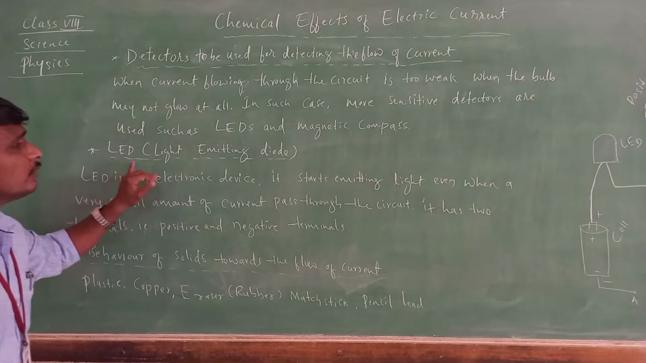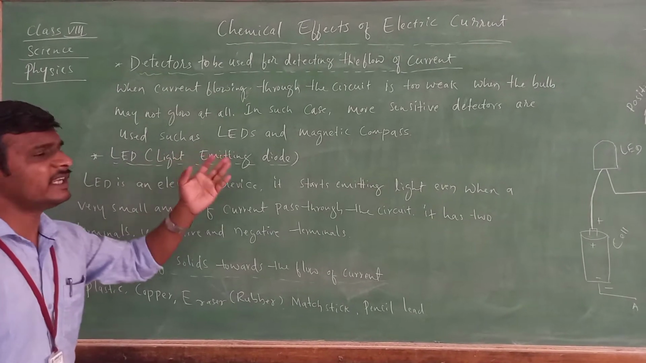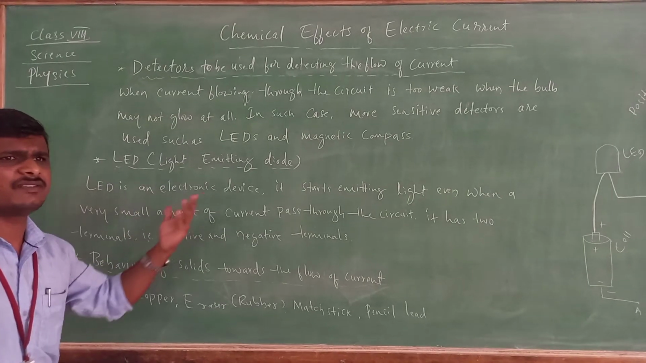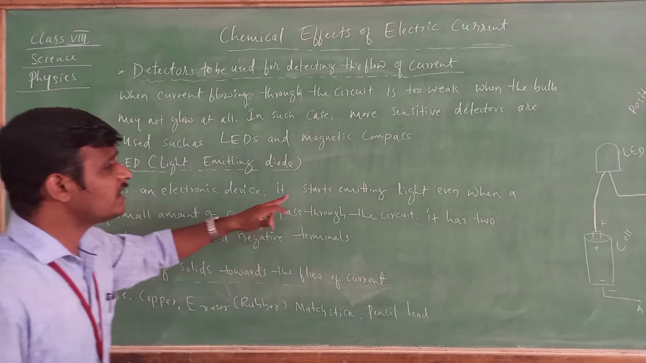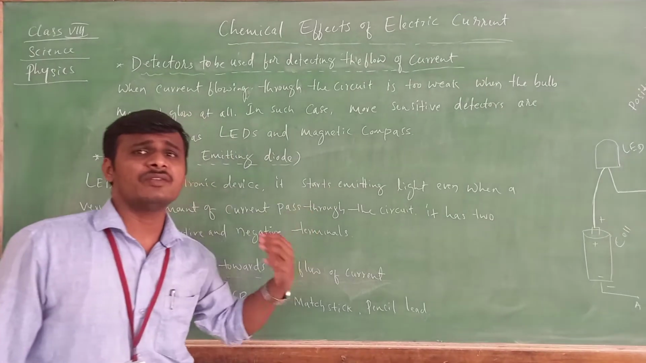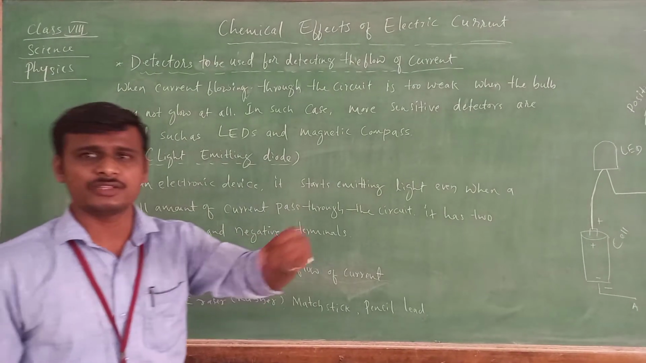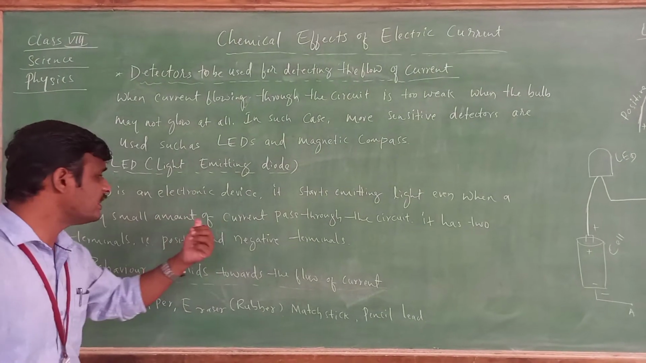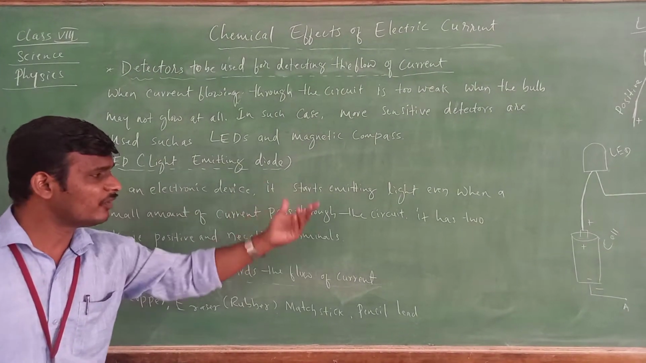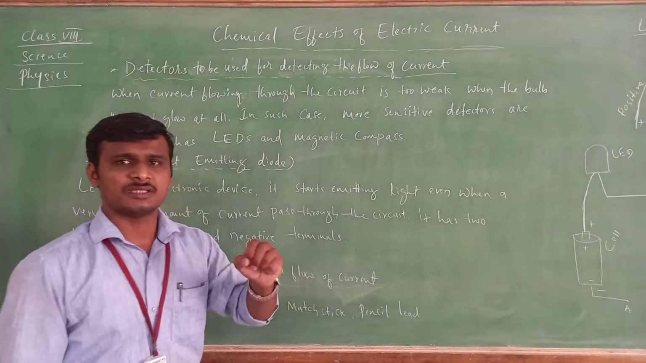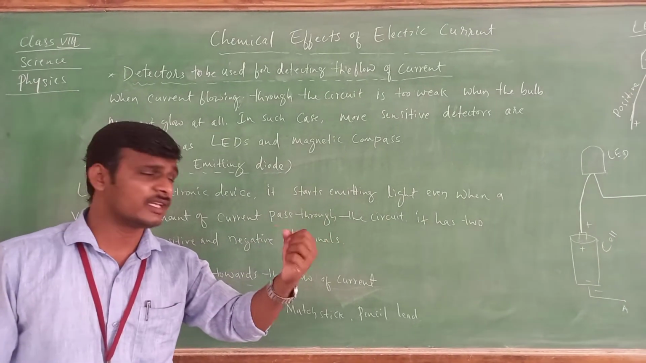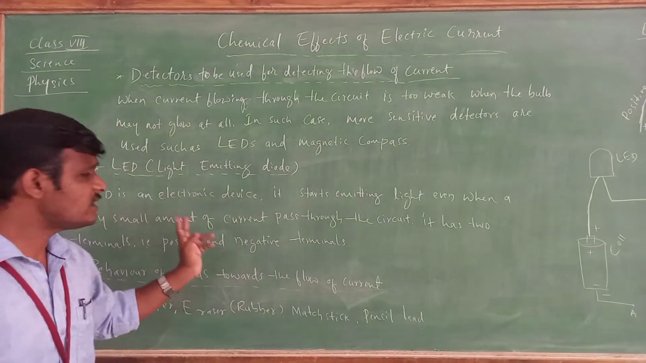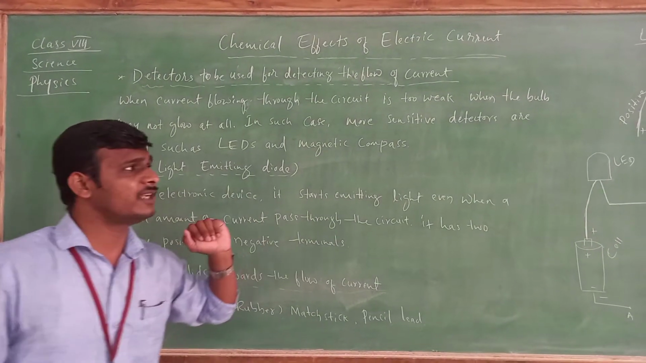So first, LED means what? A light emitting diode, right? It is an electrical or electronic device. It starts emitting light even when a very small amount of current is flowing through the circuit. Even when the least amount of current is passed through the circuit, the LED will glow, right? It has two terminals, a positive and a negative terminal.